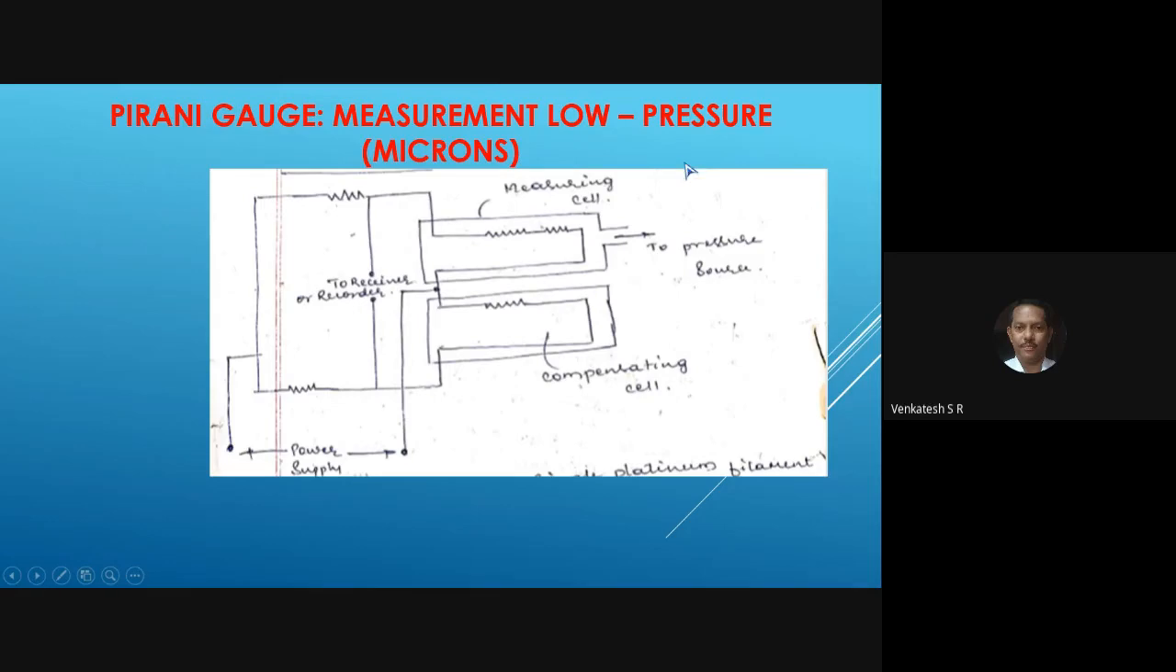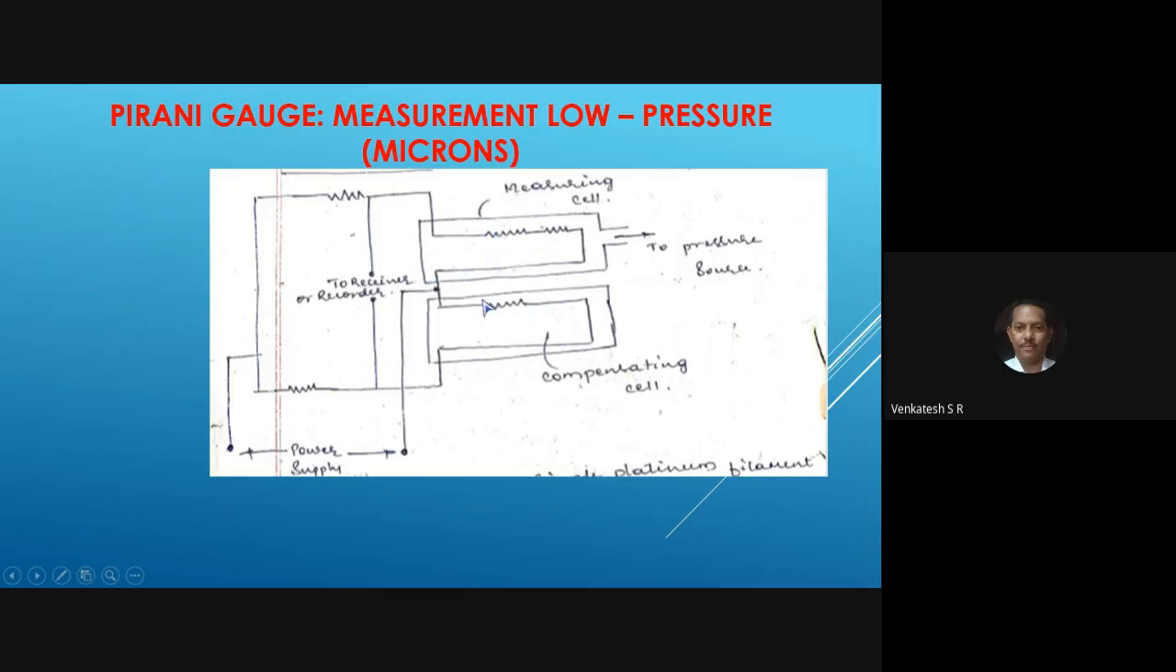So, what are the things, equipment, or items present in Pirani gauge? First, come to the point. There will be two cells. One is the measuring cell, the other one is the compensating cell. The measuring cell contains two resistances and the compensating cell has one resistance. When you energize these resistances, the resistance changes, which can be measured in terms of kg per millimeter square using a receiver or recorder or digital display in the dashboard. You can observe the pressure of the gas present in the tank.